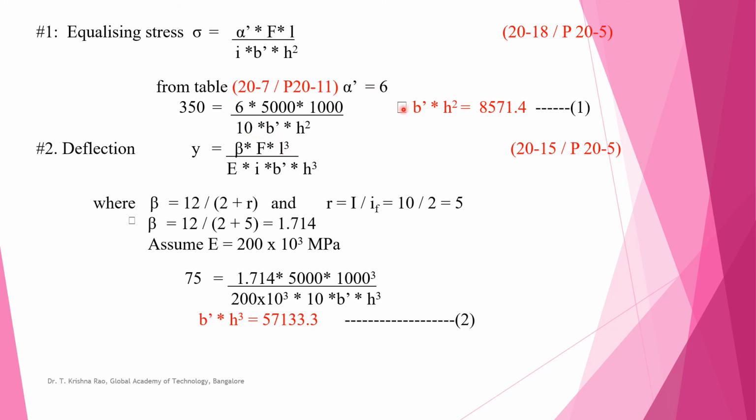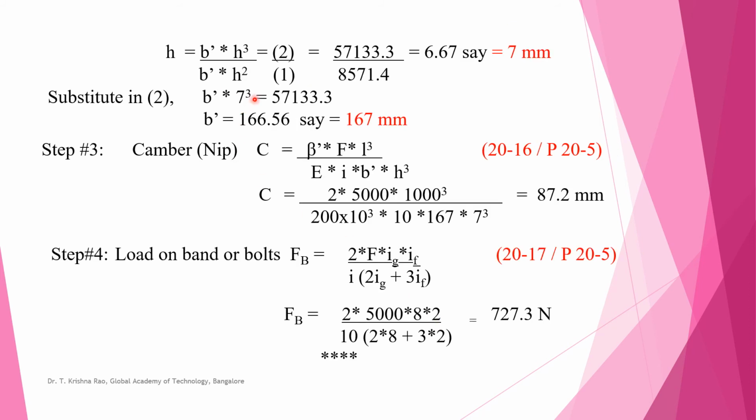So substitute, and we get b dash square, like the first problem. The second deflection equation is the same. We have to find b dash beta here. Beta is 12 by 2 plus r, and r is I by IF, which is 5. Substitute, and we get beta is 1.714. Find out b dash h cube, equation 2. Like earlier, we take 2 by 1, and we get the h value rounded off to 7 mm.